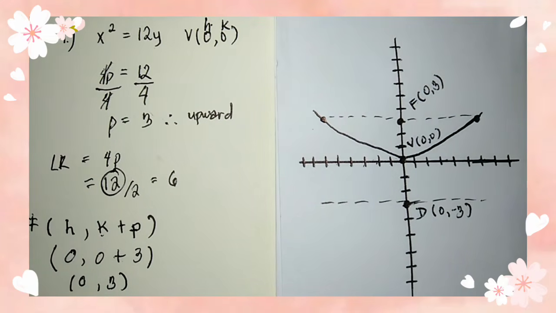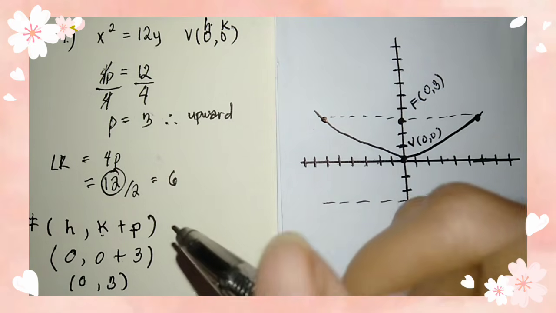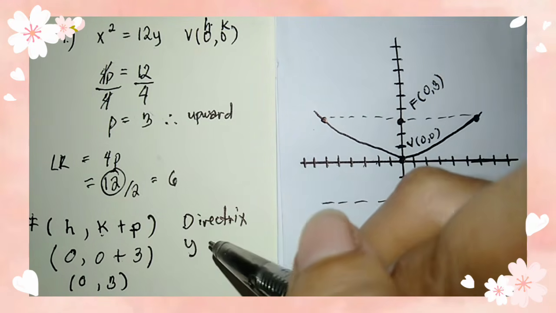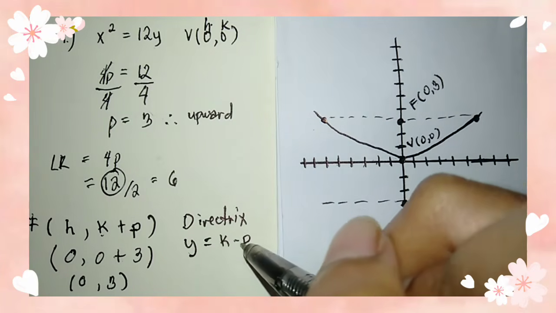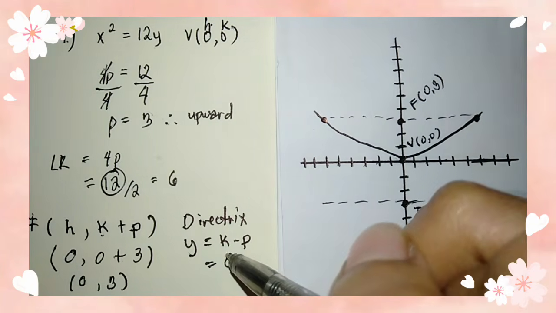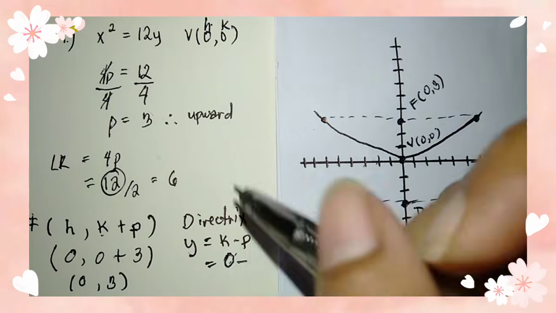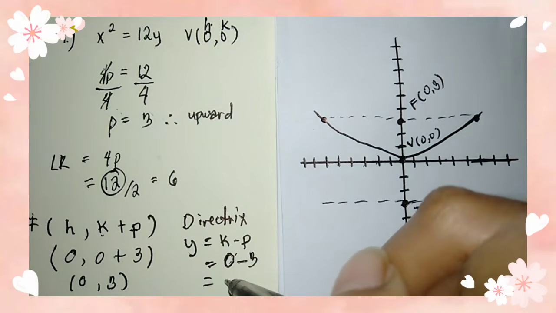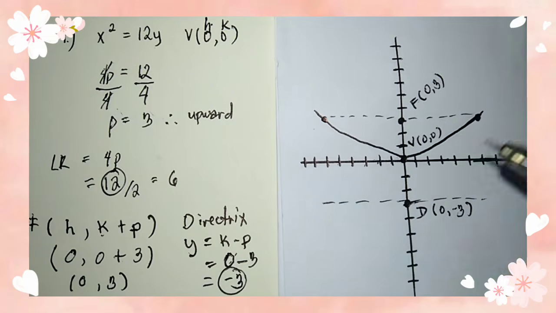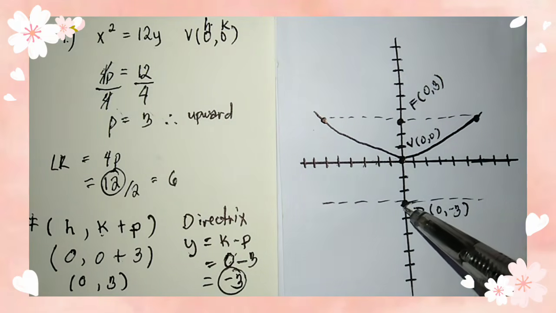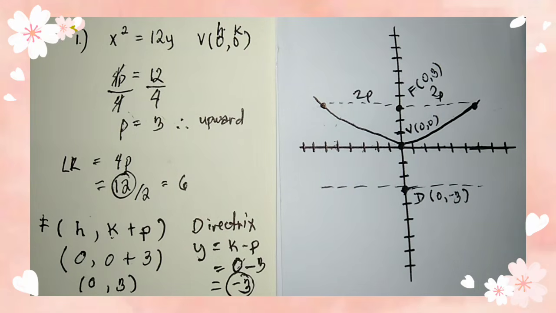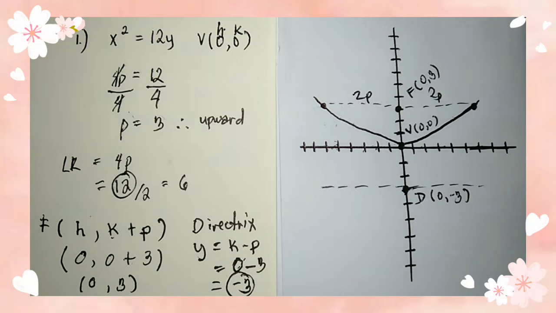Alright. What about the formula for the Directrix? We have Directrix is y equal to k minus p, and our k is 0 minus our p is 3 equal to negative 3. And that's it. Our Directrix is y equals negative 3. Tama? Next naman is identify natin kung alin ba si axis of symmetry.